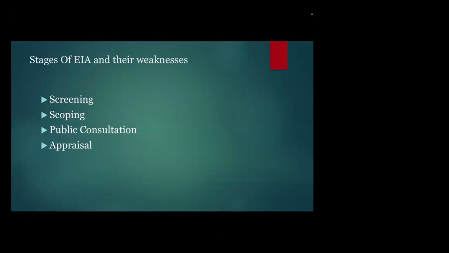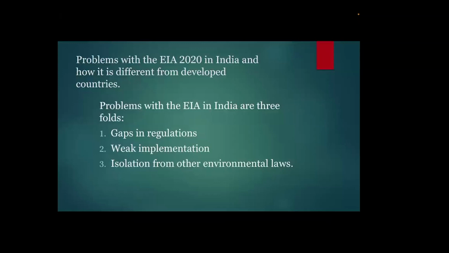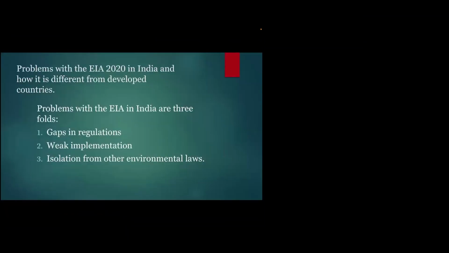Preparation of EIA is done by the proponent, that is the company that wants to develop the project. So, scoping is the process of determining the content and extent of matter which should be covered in the environmental information, and the competent authority. The weaknesses of EIA in India are like gaps in regulations, weak implementation and isolation, and the 2020 draft notification.